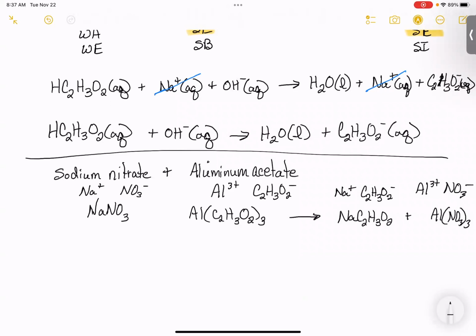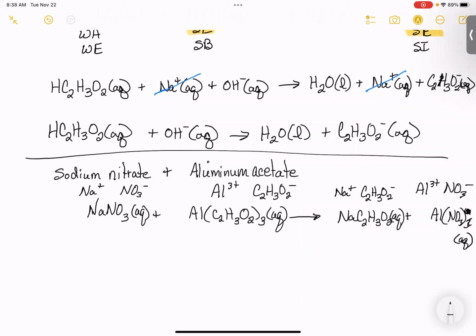Now, using your solubility rules, if it has a group 1 metal, it's always a strong electrolyte or a soluble ionic compound, meaning it's aqueous. Rule number 2 says anything with nitrate, acetate, perchlorate is going to be aqueous. So these are aqueous. This is about as far as you would have to go.